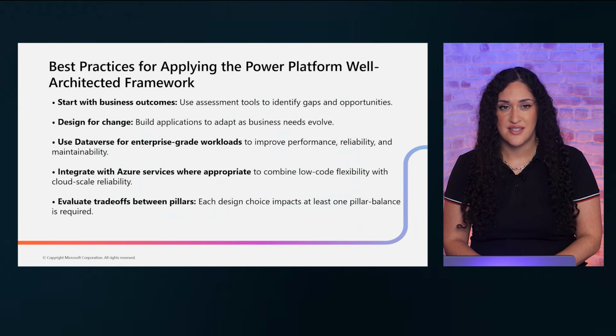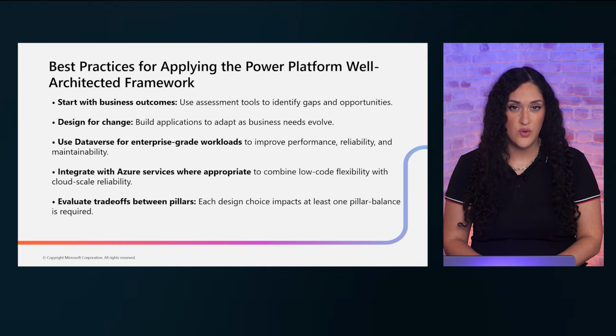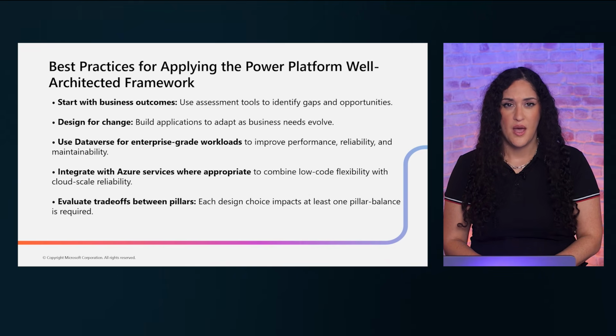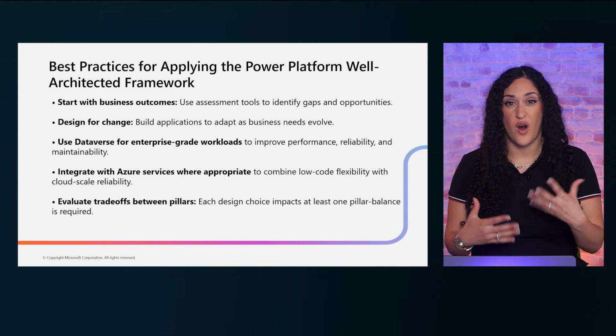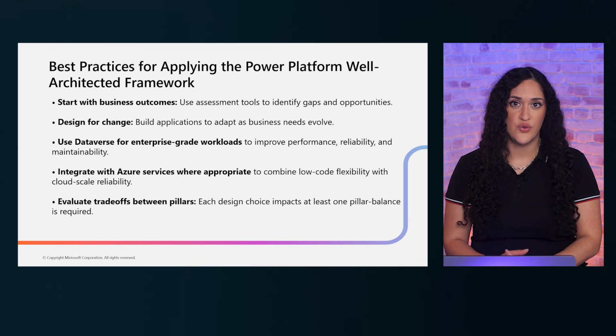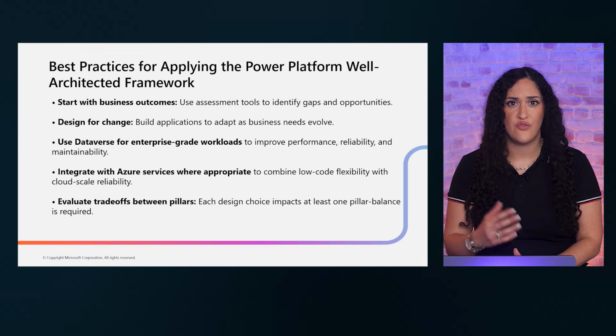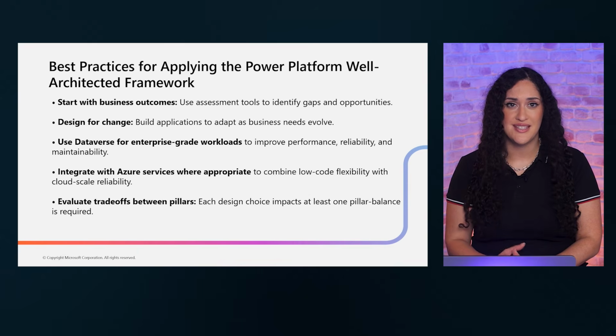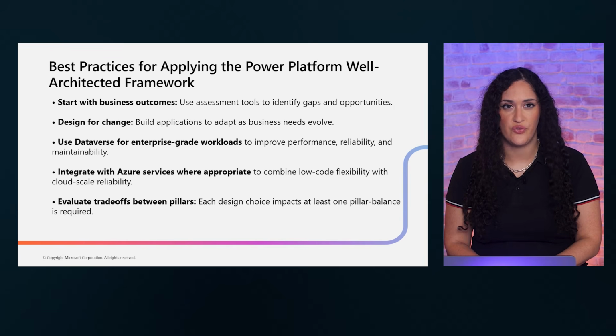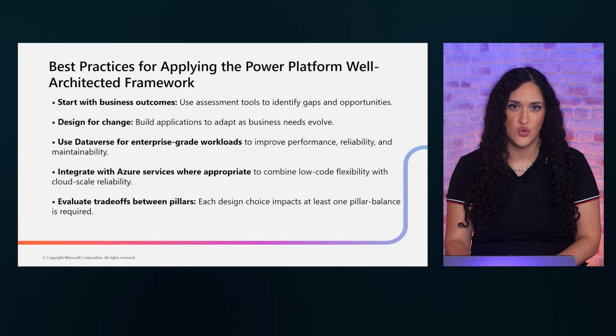These best practices synthesize the well-architected framework into actionable guidance. Start with business outcomes, not technology. Make sure you design for change because requirements will evolve. Use Dataverse for enterprise-grade workloads and integrate with Azure services where needed. Make sure you evaluate trade-offs between pillars deliberately. The best practice here is to think about every design decision and how it impacts at least one pillar. Document your rationale so your architecture reviews reflect intentional, balanced choices.